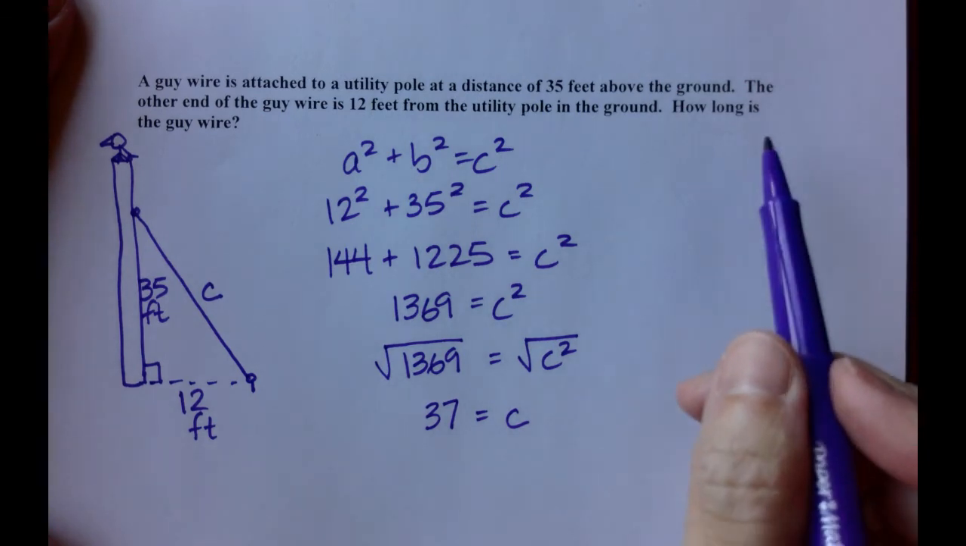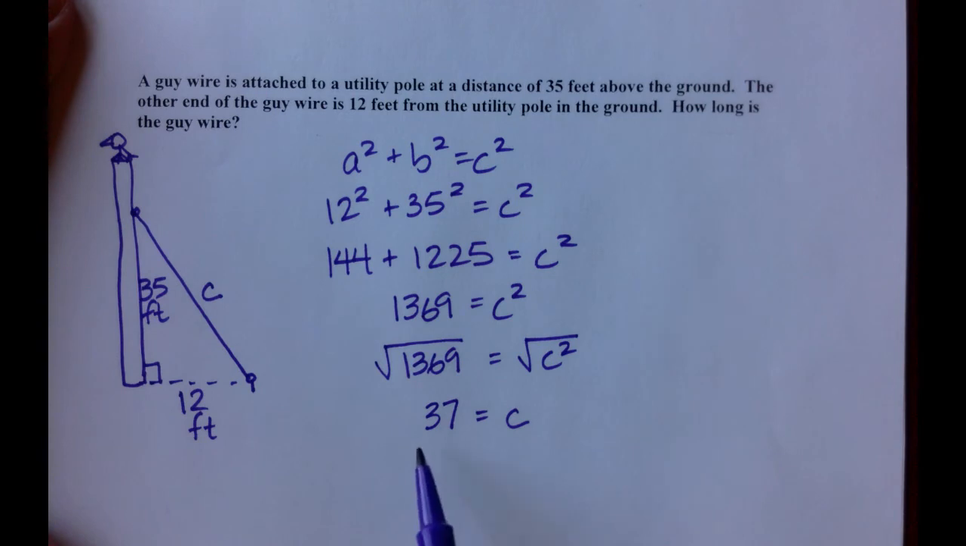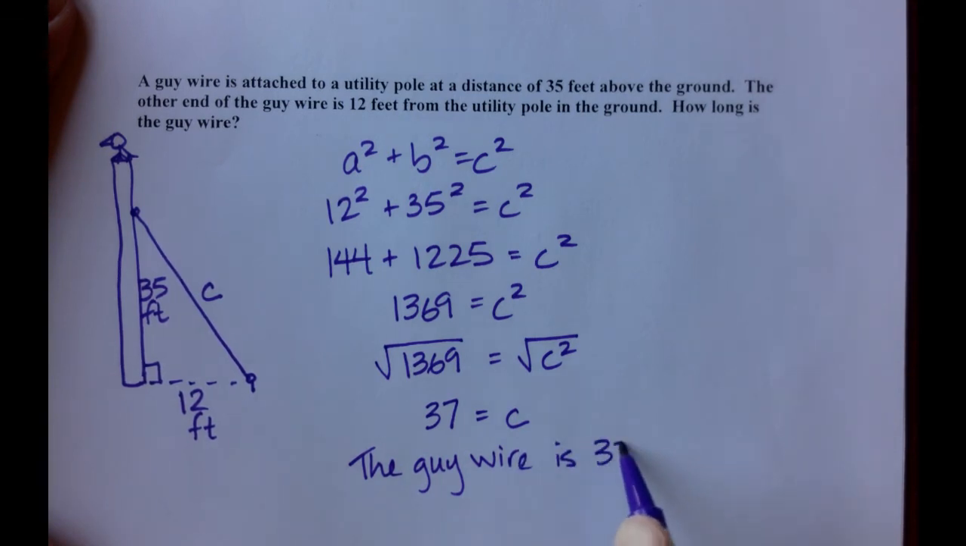We were in charge of finding out how long the guy wire is. We have a value of 37. We should put a label on it. Everything in this problem was labeled in feet. The guy wire measures 37 feet, or the guy wire is 37 feet long.